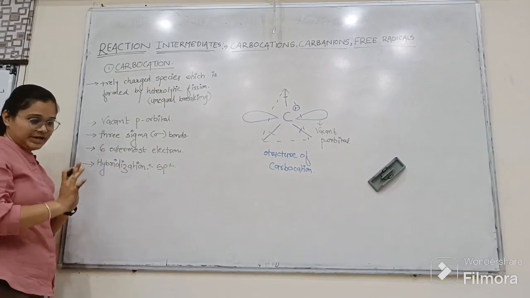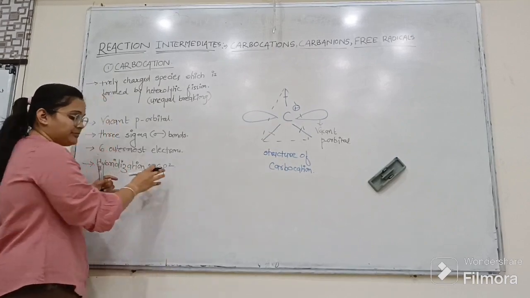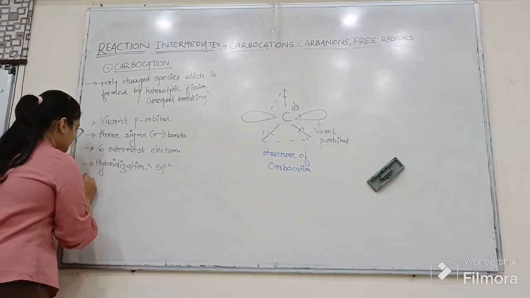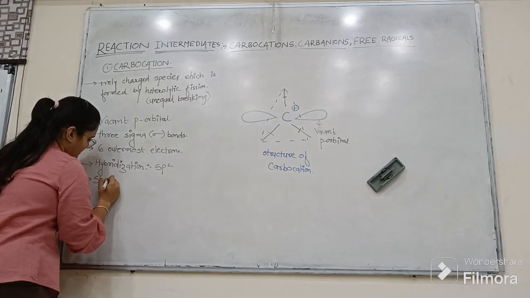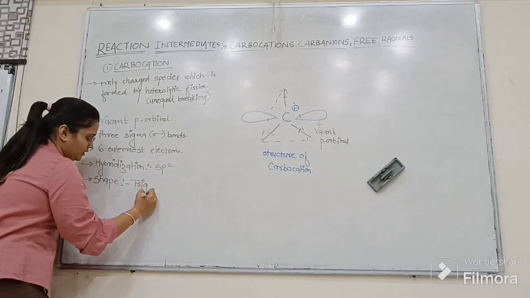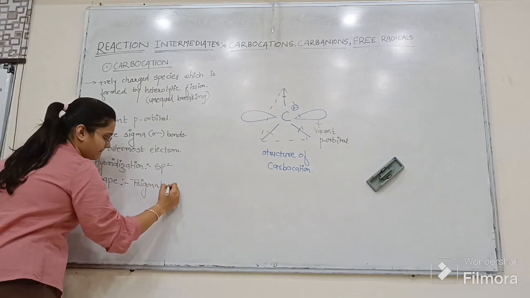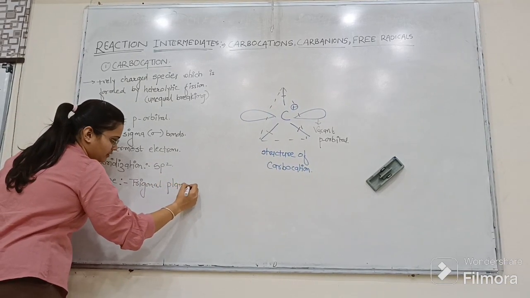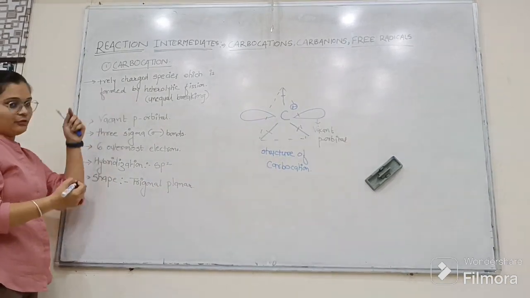Okay. So this is the hybridization. Now shape. When the hybridization is sp2, the shape will be trigonal planar. Alright. So this was about the carbocation.